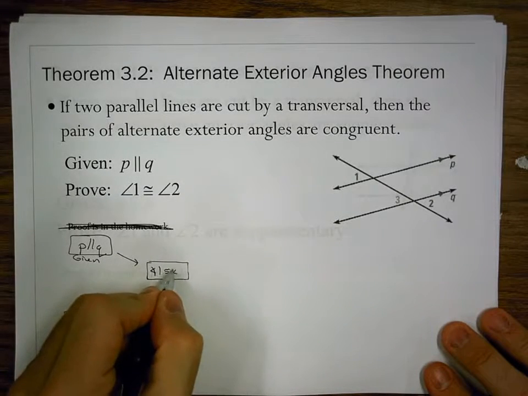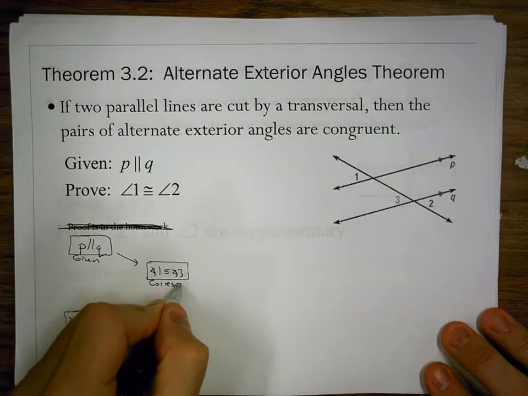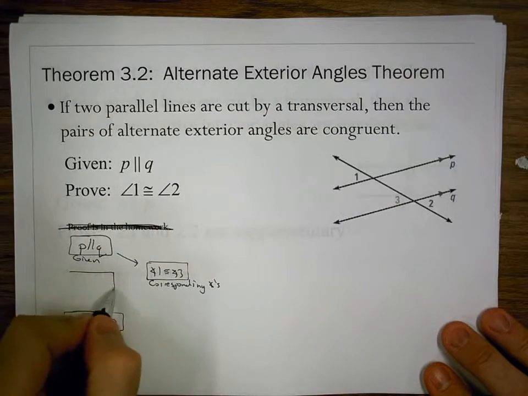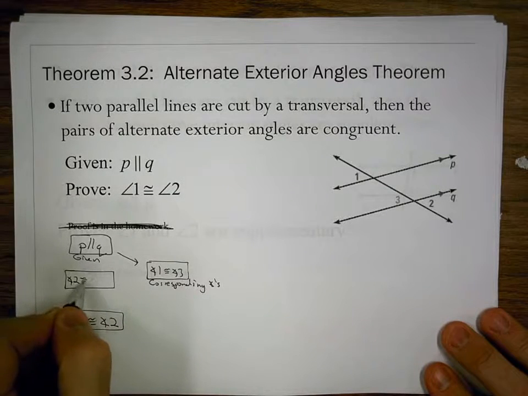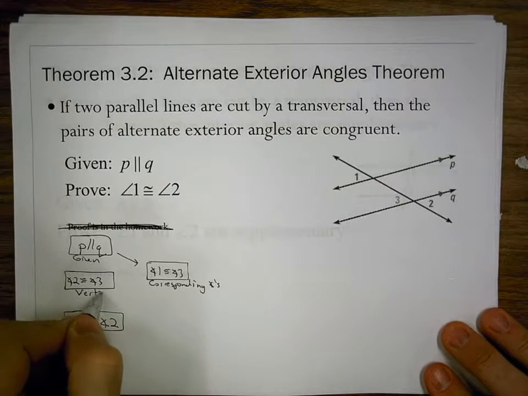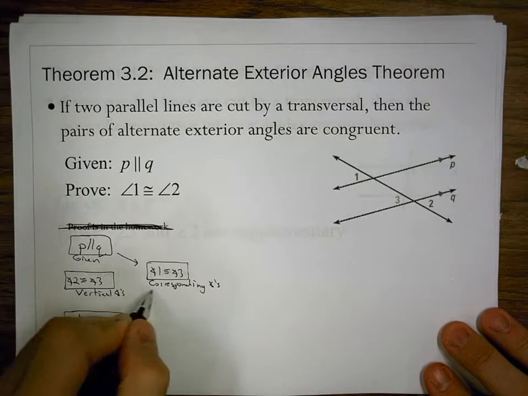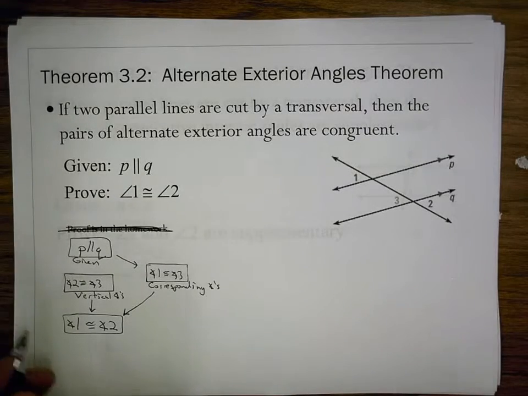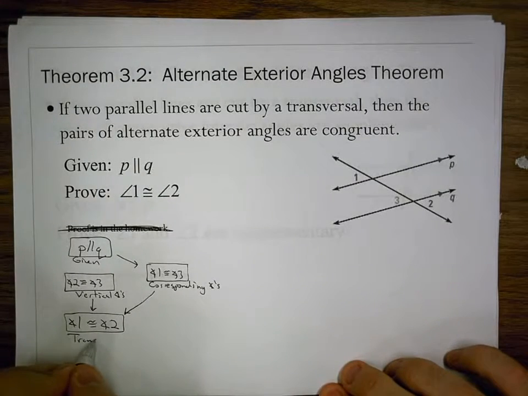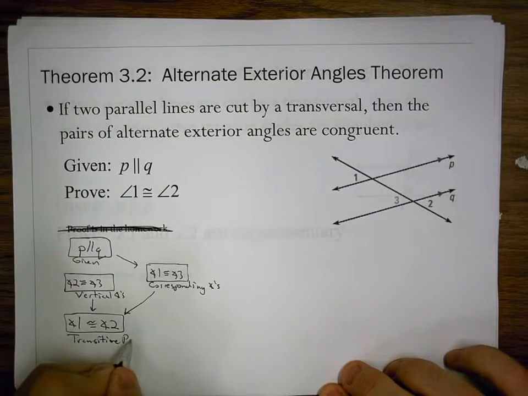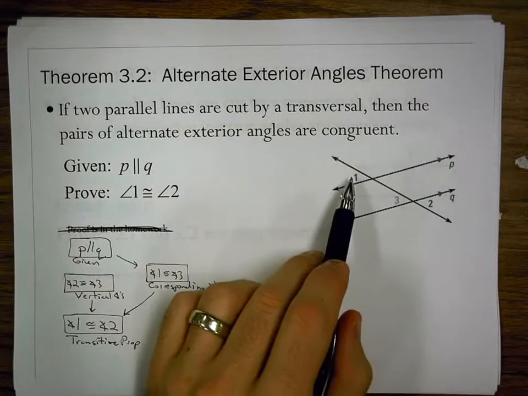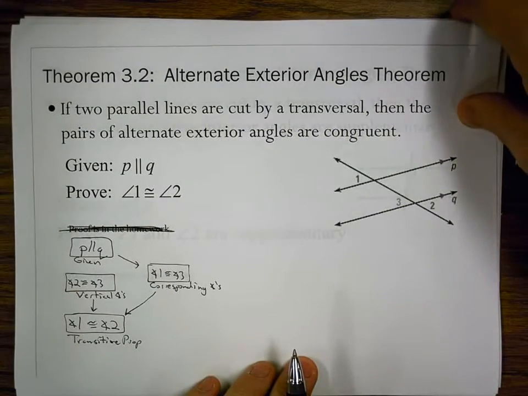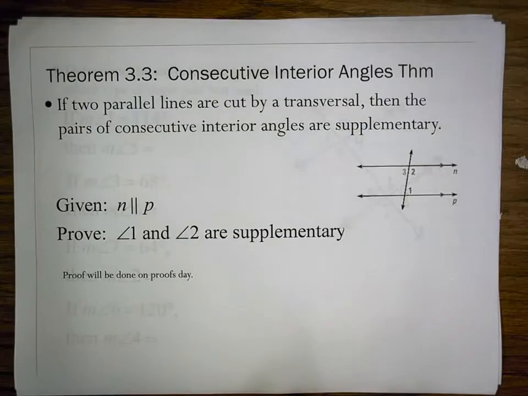That's angle 1 is congruent to angle 3. Then we can take into account that 2 and 3 are vertical. And since 1 is congruent to 3 and 2 is congruent to 3, 1 is congruent to 2 by transitive property. So in actuality, all three of these angles would be the same. Notably, 1 and 2 are congruent angles, are alternate exterior.